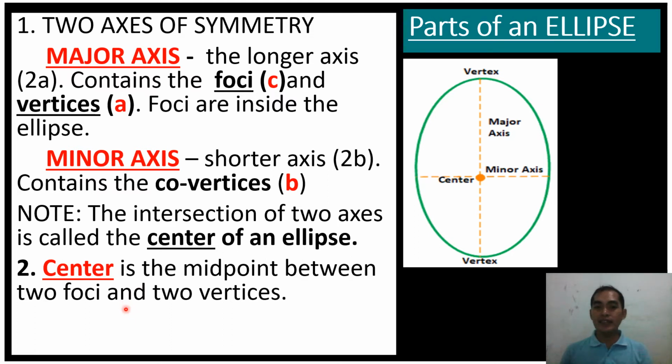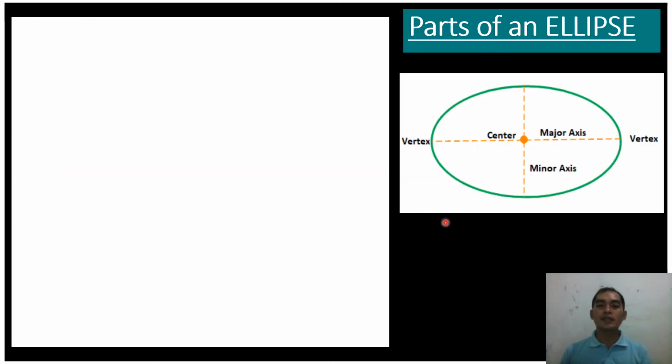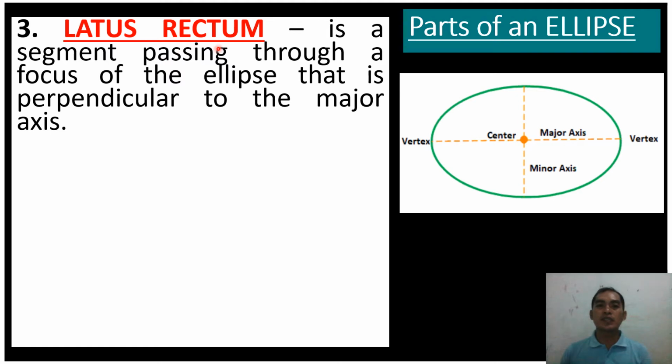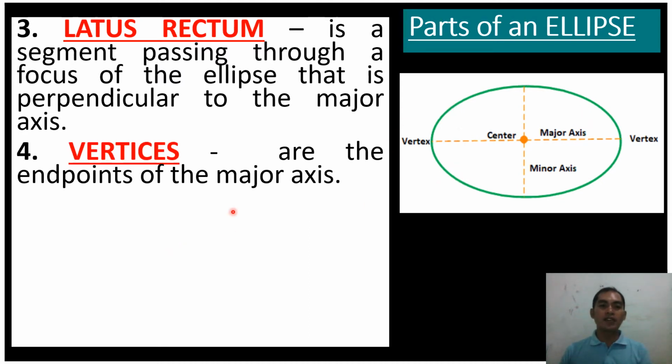Another part is the center, the midpoint between the two foci and the two vertices, including the endpoints of the co-vertices. Latus rectum. Latus rectum is the segment passing through a focus of the ellipse that is perpendicular to the major axis. So kung dito yung focus, ito yung tinatawag na latus rectum. Dito din sa kabila, may latus rectum. Vertices are the endpoints of the major axis. Ito, that's the vertices.